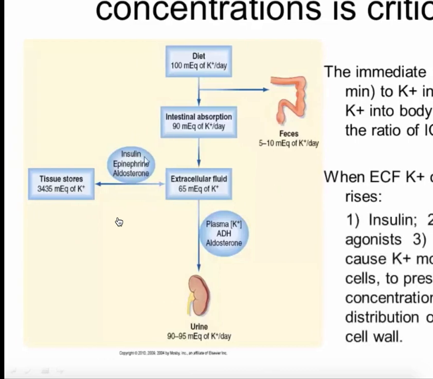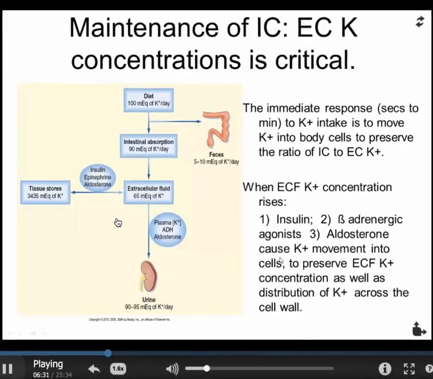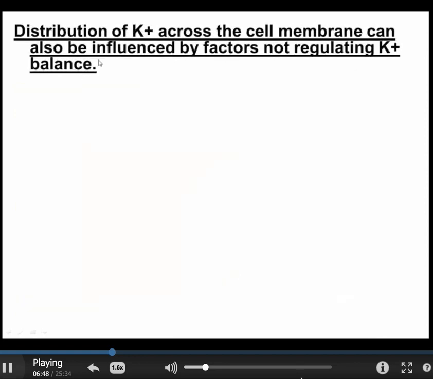The most important is insulin. I know we always talk about insulin in terms of control of glucose uptake, but insulin is also extremely important in causing uptake of potassium into cells after a meal. Beta-adrenergic activity also moves potassium into cells, as does aldosterone. So all of these are physiologic mechanisms which are activated very rapidly to maintain the balance between extracellular and intracellular potassium, and thus to maintain the membrane potential. We can also see dysregulation of the distribution of potassium across the cell membrane in a number of situations.